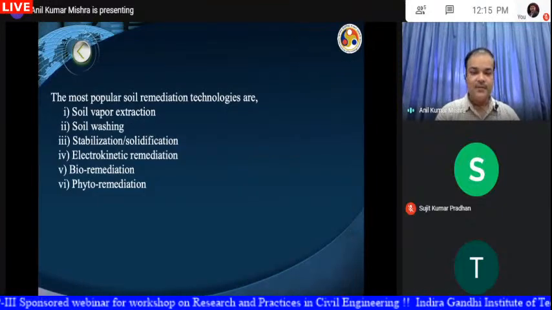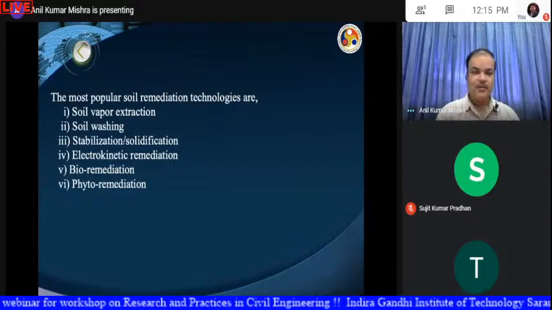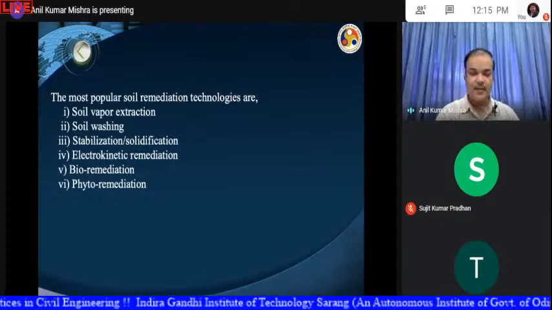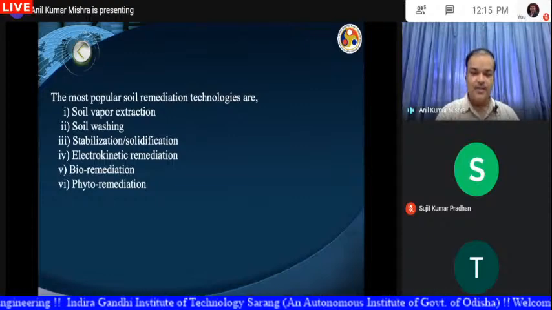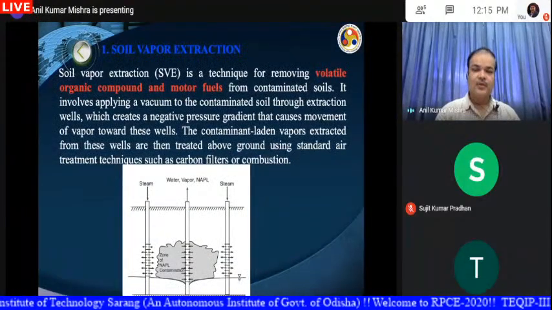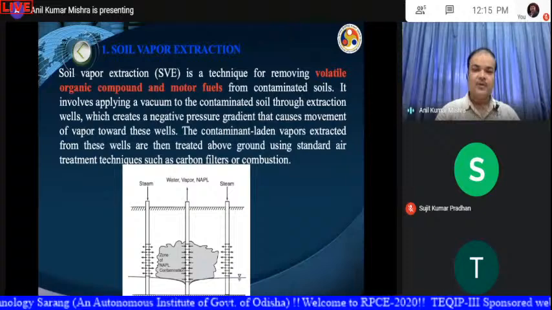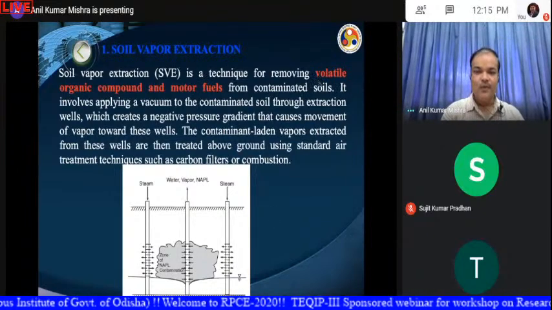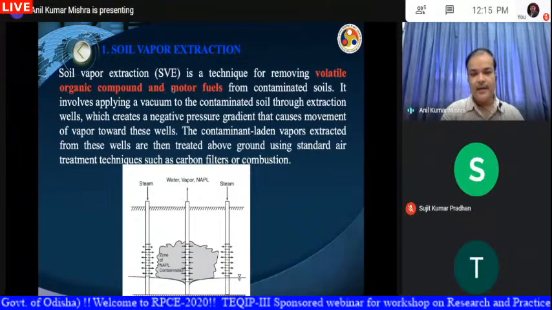So there are different techniques, which are known as soil vapor extraction, soil washing, stabilization and solidification, electrokinetic remediation, bioremediation, phytoremediation. So I will go one by one. The first one is the soil vapor extraction method. This method is generally used for volatile organic compounds and motor fuels.